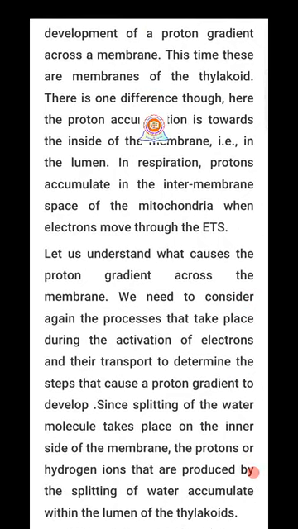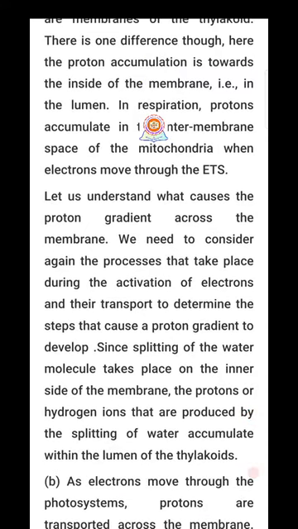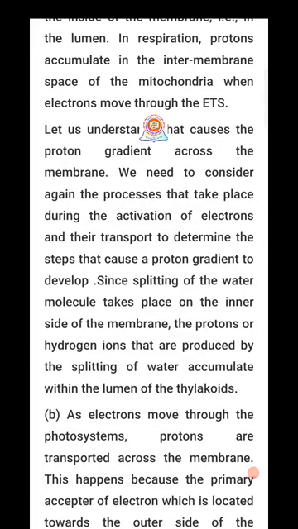Let's see the causes of the proton gradient across the membrane. We need to consider again the processes that take place during the activation of electrons and their transport, to determine the steps that cause a proton gradient to develop. Since splitting of water takes place on the inner side of the membrane, the protons or hydrogen ions produced by the splitting of water molecules accumulate in the lumen of the thylakoid.